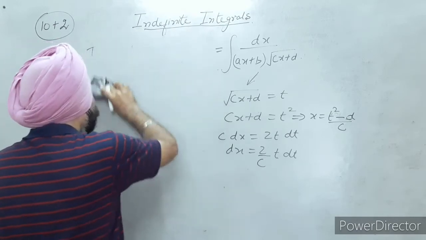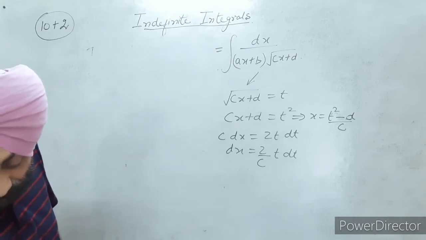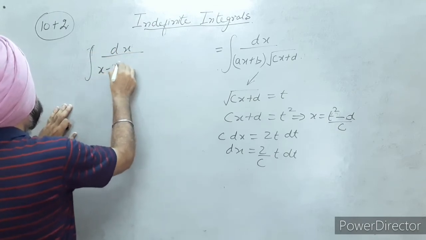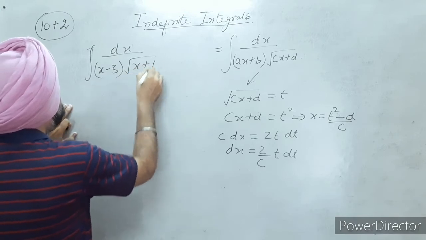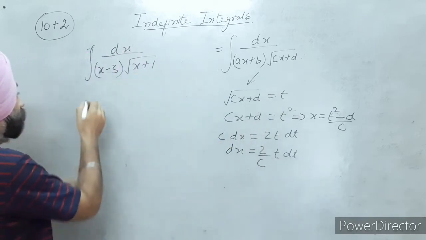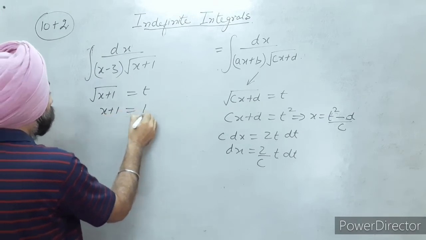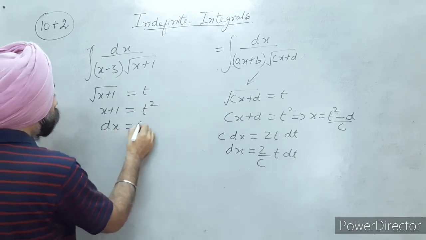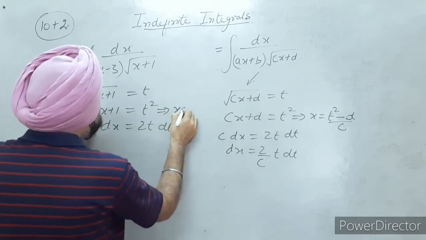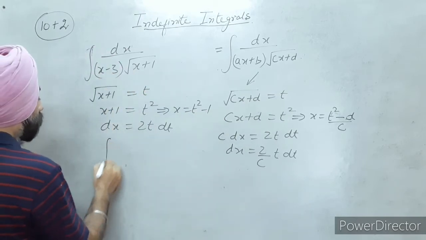dx upon x minus 3 into under root of x plus 1. Now as told, under root of linear equals to t. That means under root of x plus 1 equals to t, or x plus 1 is t square, dx equals to 2t dt. From here, get the value of x as t square minus 1. Right? Now substitute here, I get dx.